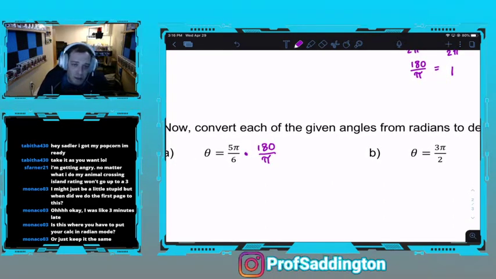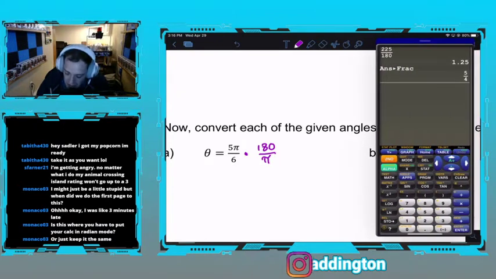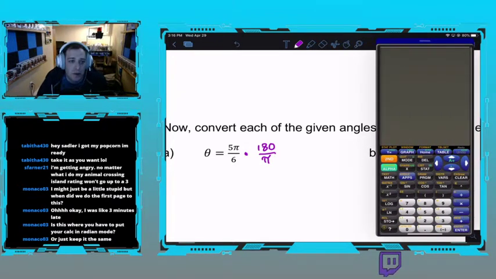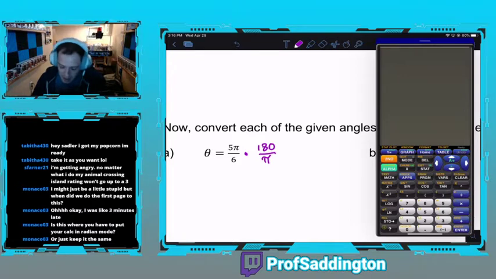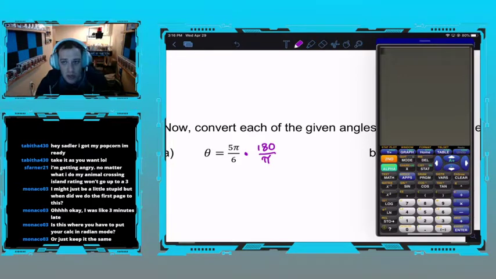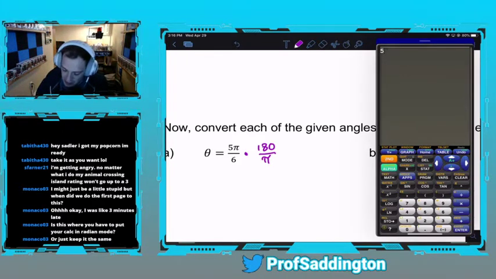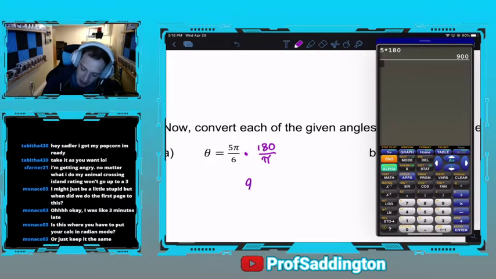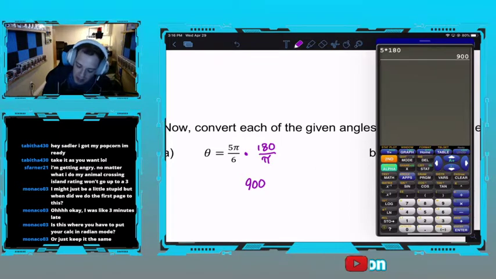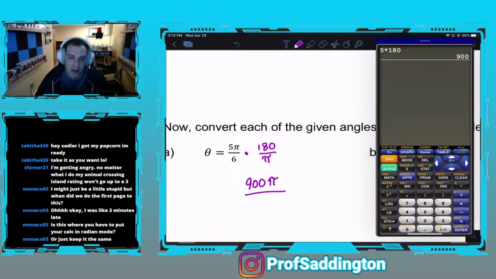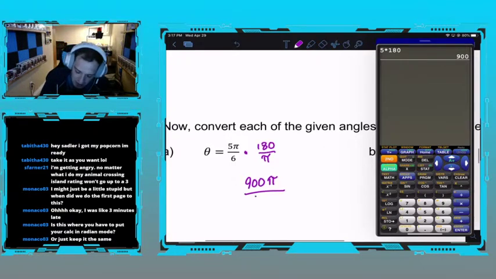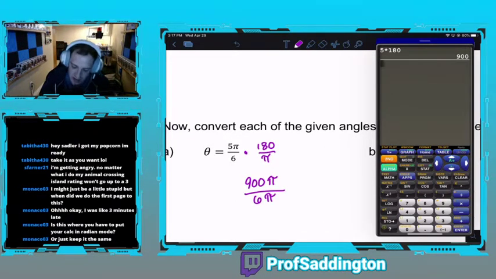So I'm going to multiply straight across because I know a lot of you are going to prefer using the calculator when you go to do this. So I have 5 pi times 180. Again, don't type the pi into the calculator. So I have 5 times 180, and that's going to be 900. So I'm going to have 900 on the top, and I still have pi on the top, all over 6 times pi, which is 6 pi.